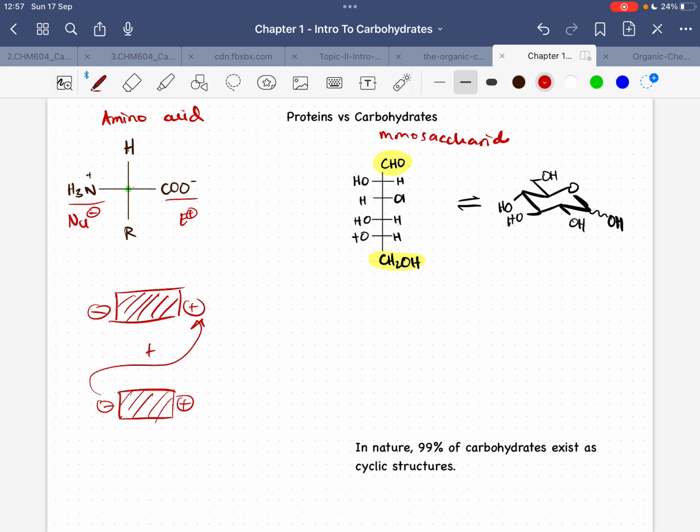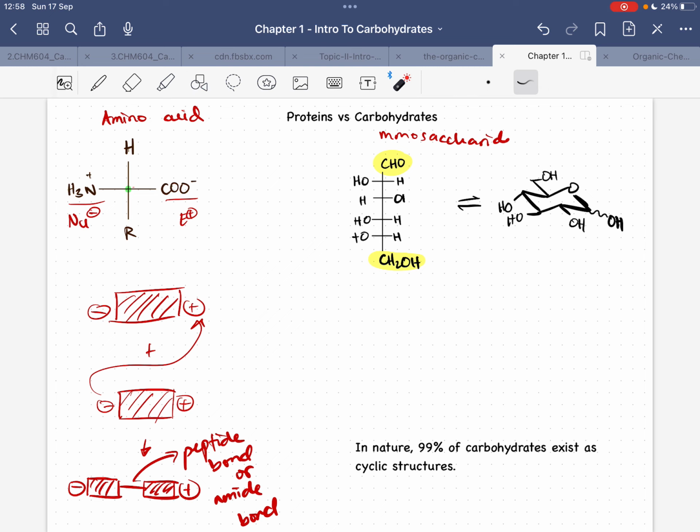So, combine mo siya, diba? So this bond is what we call a peptide bond or amide bond. Ang carbohydrates, same gyapon siya sa amino acid. But it's just that sa carbohydrates or monosaccharides, daghan kay siyang nucleophilic sites.